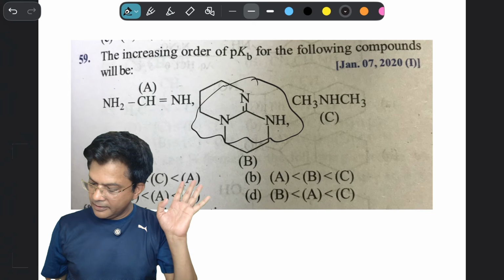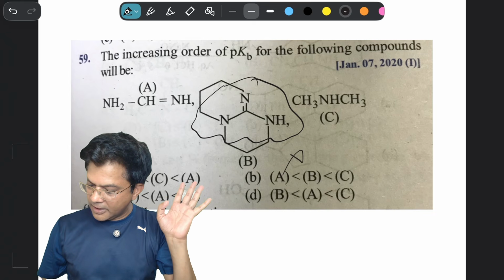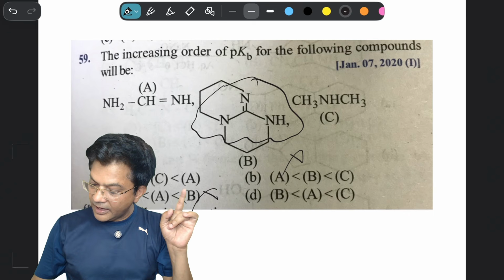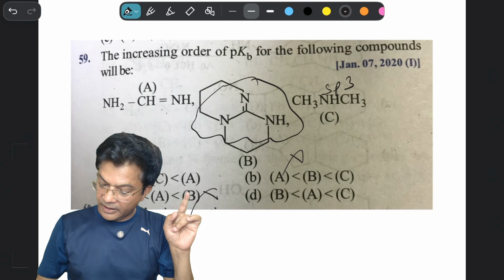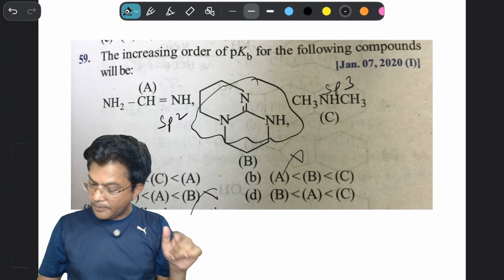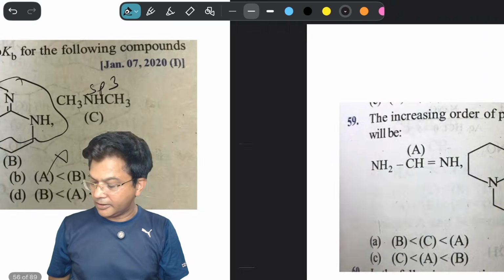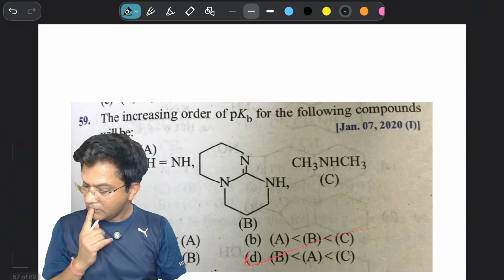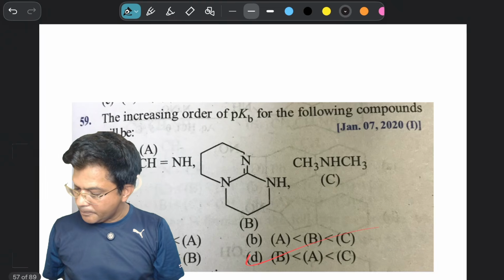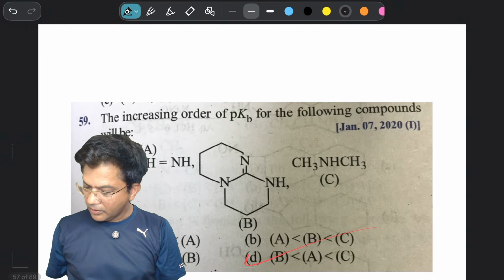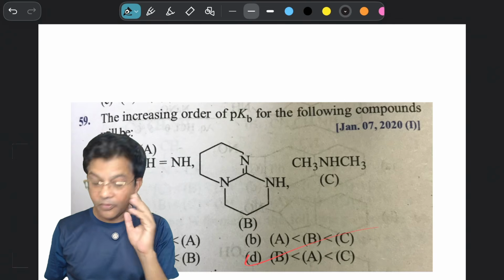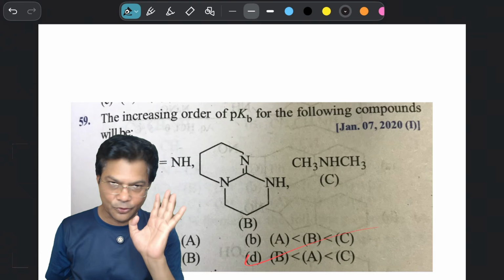Now, B first, that means this can't be the answer and this can't be the answer. After B, you see this is sp3 hybridized and that is sp2 hybridized. So after B, then C. B, then C. A must be the correct answer. Oh, what happened? They have given D. Let me check it out. B, then A. B is most basic. Oh, my mistake. I screwed up.